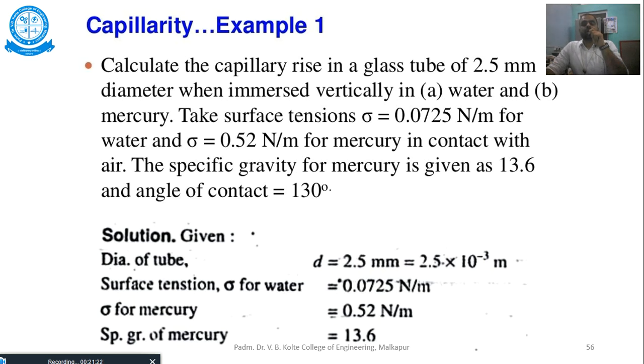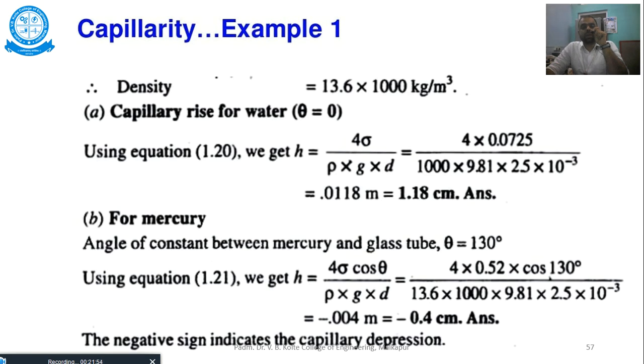So here write down the given data available in the numerical first of all. So diameter of tube is given, that is nothing but 2.5 mm. So convert this mm into meter here: 2.5 into 10 raised to power minus 3 meter. So surface tension for water is given 0.0725 Newton per mm. Surface tension for mercury is also given, that is nothing but sigma is equal to 0.52 Newton per mm. Specific gravity for mercury is 13.6. It is also available in the numerical, and angle of contact is 130 degrees.